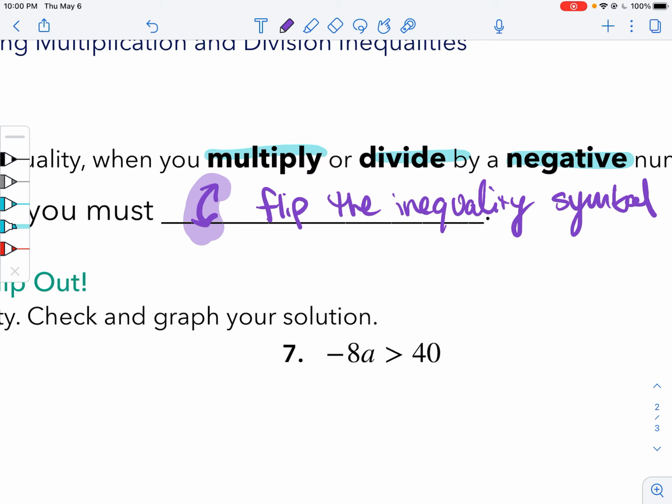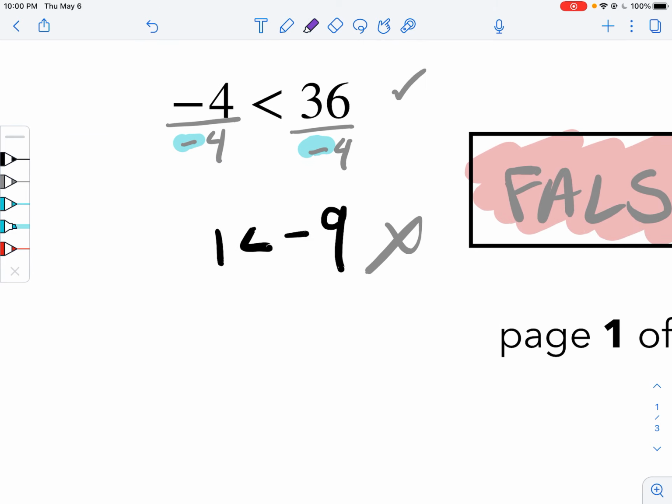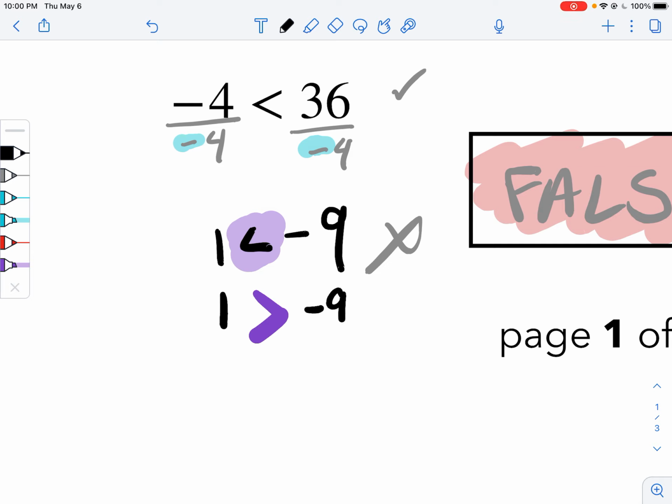Because check it out. What if we did that up here? Here it is not true that 1 is less than -9. But if we took this guy and we flip him around, 1 is greater than -9. That's true. And that's what we're going to do.